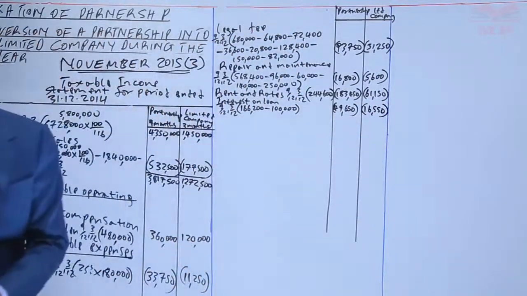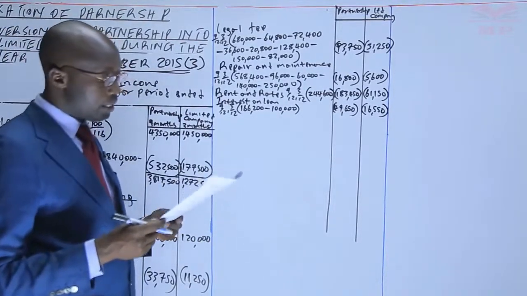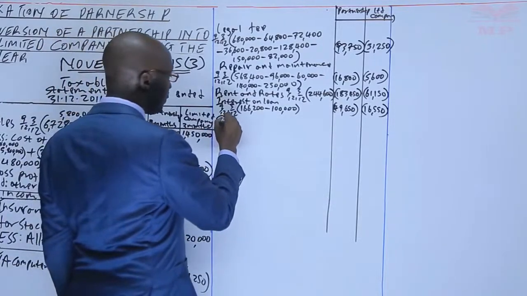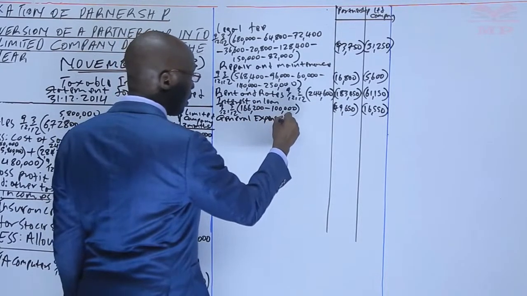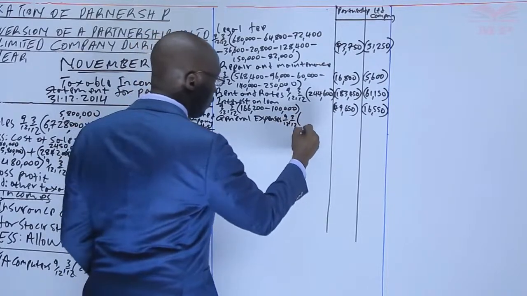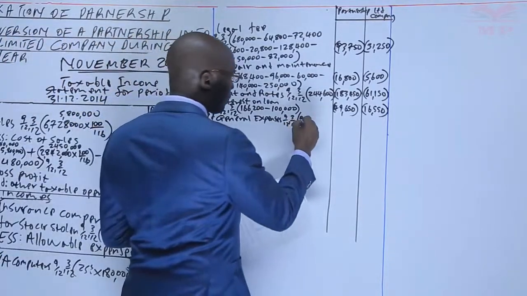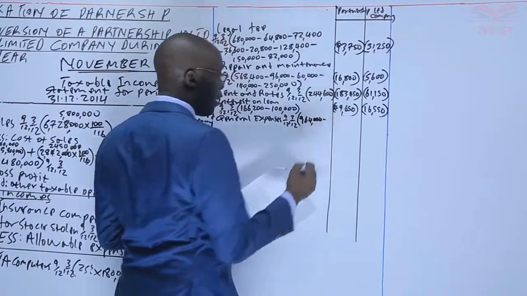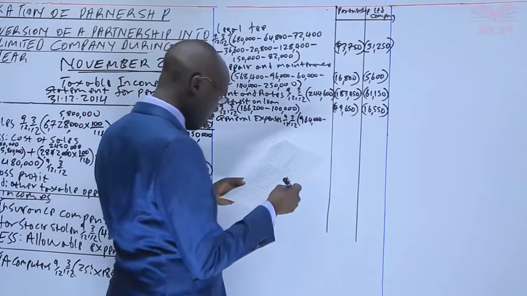There. Then we continue, we go back to the income statement. After the interest on loan, we have general expenses. General expenses are allowable expenses. Nine over 12, 3 over 12 of the overall general expense, which is 964,000. But we must minus, there is additional information number 6 about the general expense, which tells us that it included registering of a patent right of 64,000. Patent right cost, we said, is not allowable. So that needs to be minus 64,000.